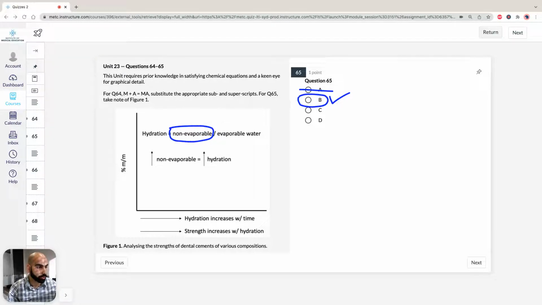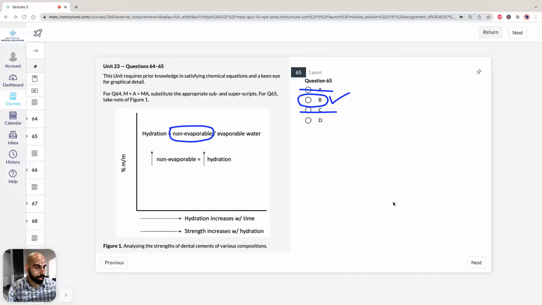it's probably easier just to focus on one time point. Let's look at 340 hours for say zinc phosphate and glass ionomer. You can see that the ratio for hydration is a lot higher for glass ionomer. And if you take a look at the zinc polycarboxylate, you can see that that's obviously a lot less. So, and the trend is similar for all the different time points. So that's why C is incorrect.